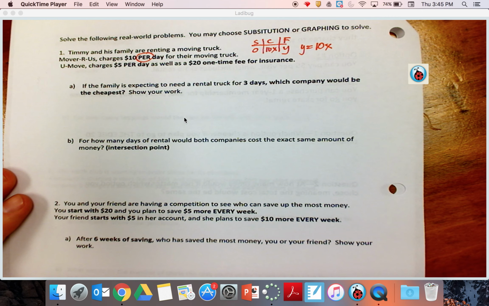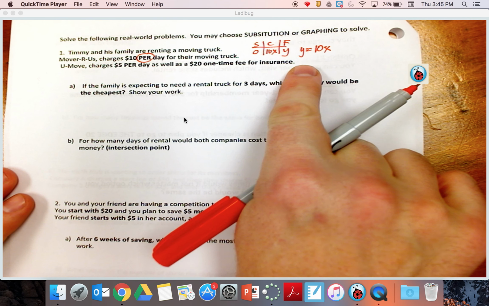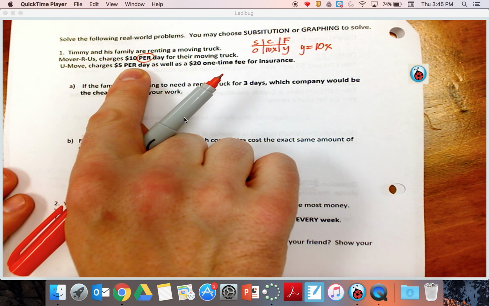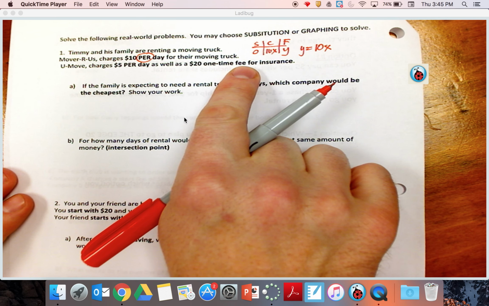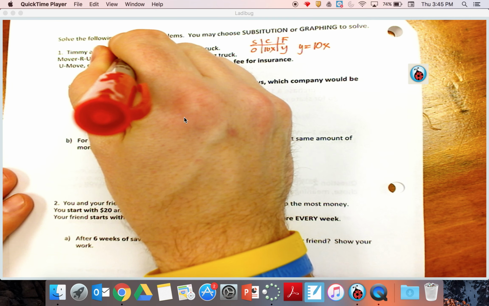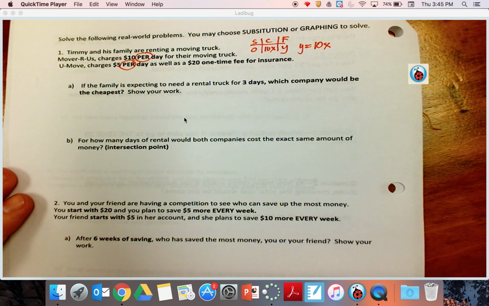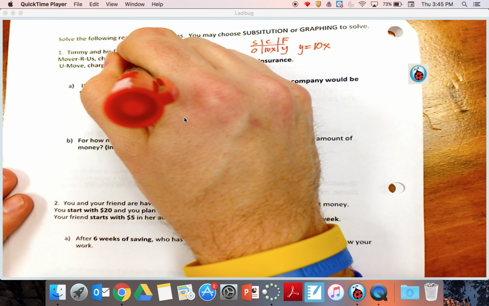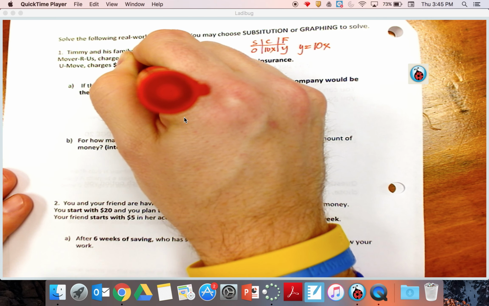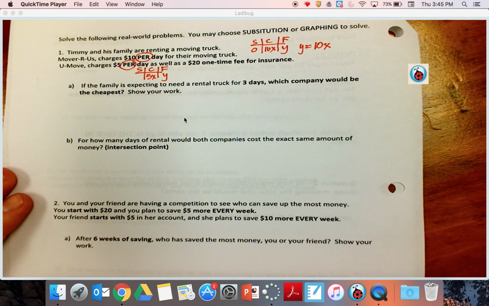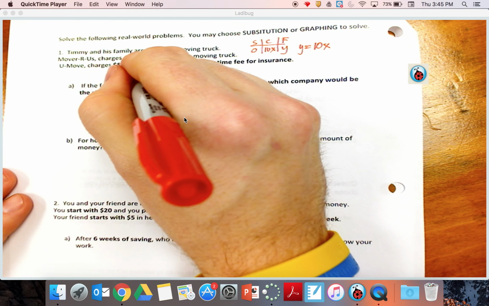That's my first one. My second one here is I have $5 per day, and they charge me $20 for a one-time fee. Notice I have the word per again. Per means change. Each means change. Every means change. Those will be there for you. So when I put those in my equation, so I know which one gets the x value here, 5x is my change. My start fee is $20.